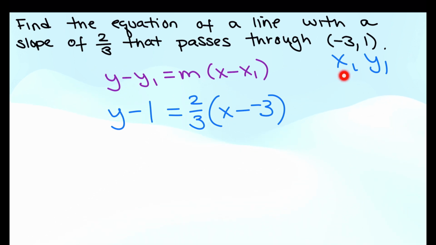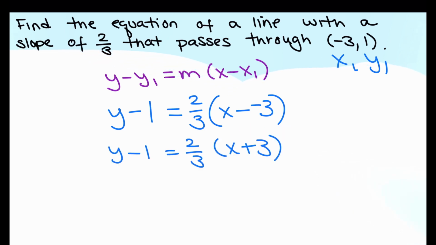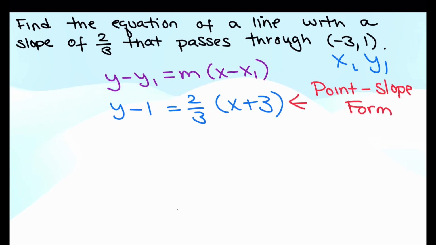So I'm going to say x1 is -3, and I'll plug that into the formula. And y1 is 1, and I'll plug that into my formula. So now I have y minus 1 equals 2/3 times x minus -3. Minus a negative turns into a plus, and so y minus 1 equals 2/3 x plus 3 is my equation in that point-slope form. So I've taken the information and I've written an equation in point-slope form.